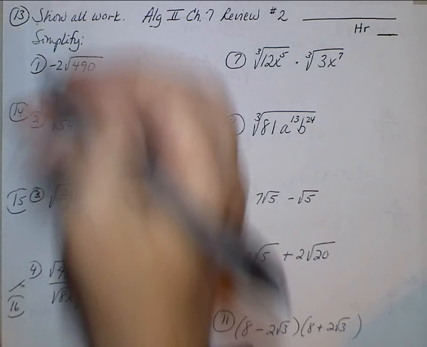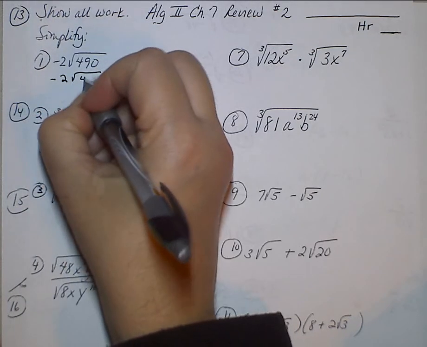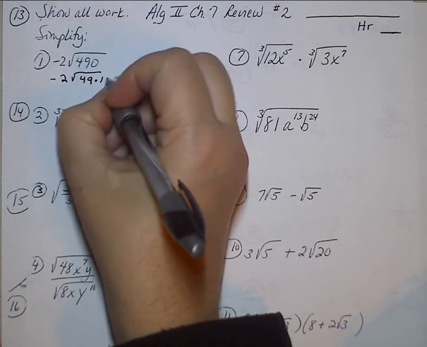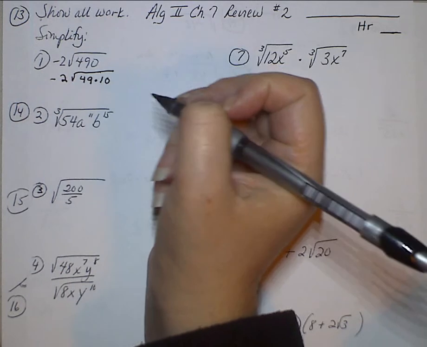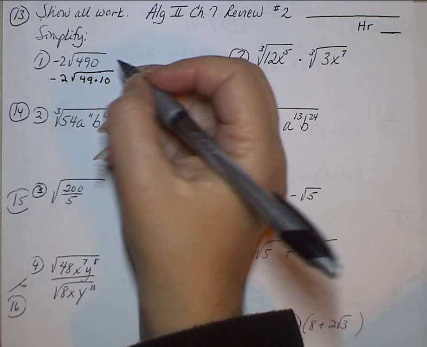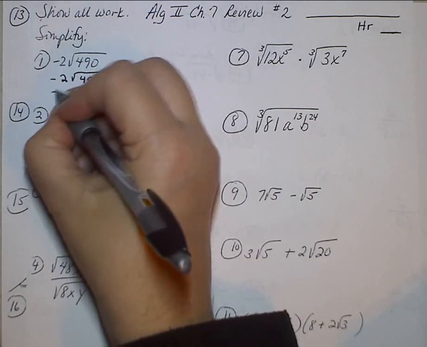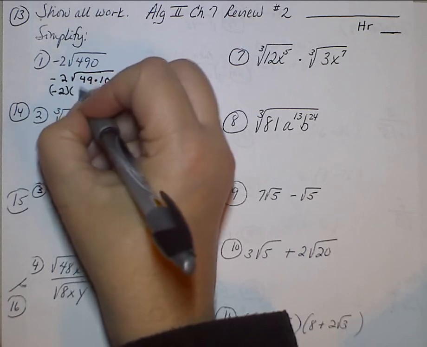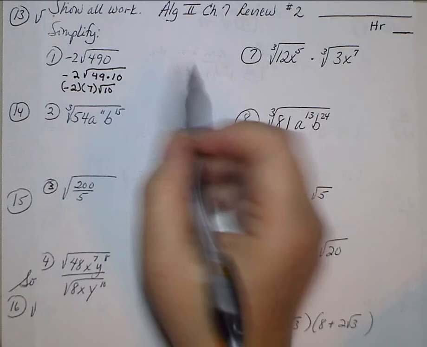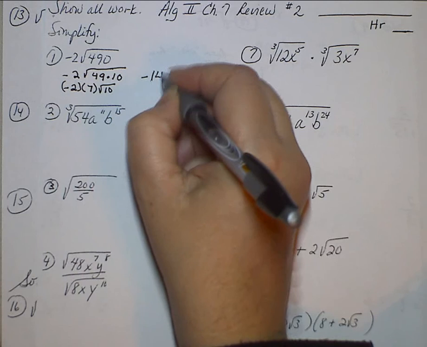So you bring down your -2, and 49 times what gives me 490? 10. What is the square root of 49? 7. When it's next to each other, it means multiplication, so it's still -2 times 7 times the square root of 10. -2 times 7 is -14 square roots of 10.